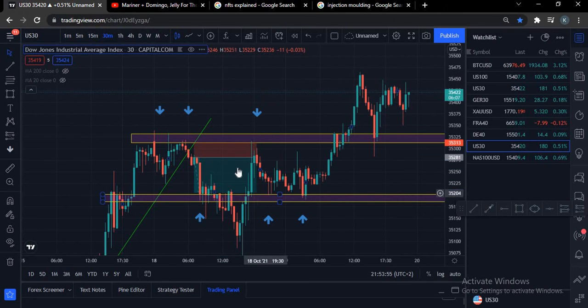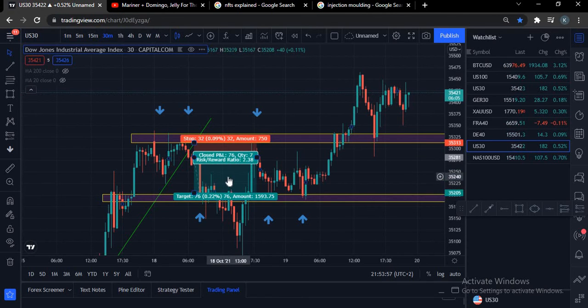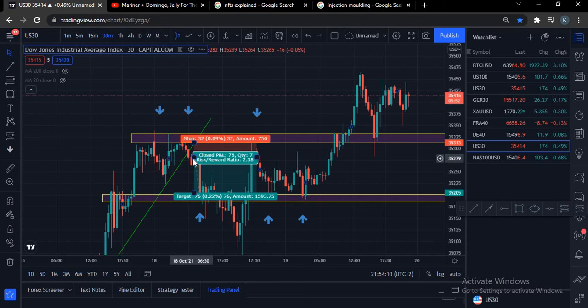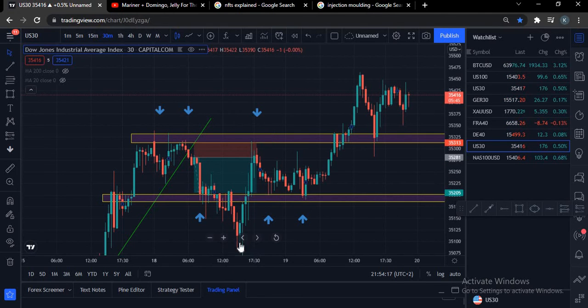So in essence, it's like a 2-to-1 reward ratio, right? So that's not a bad trade at all. So yeah, there was a trade on. This is a trade on Monday morning, Sunday evening, Monday morning. Then yeah, there was that.